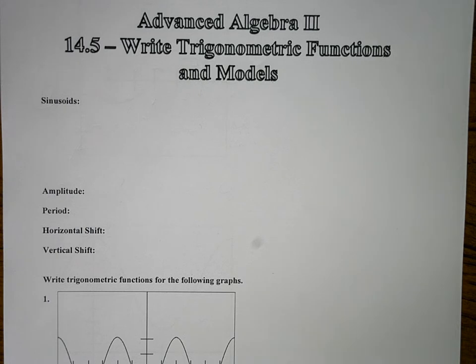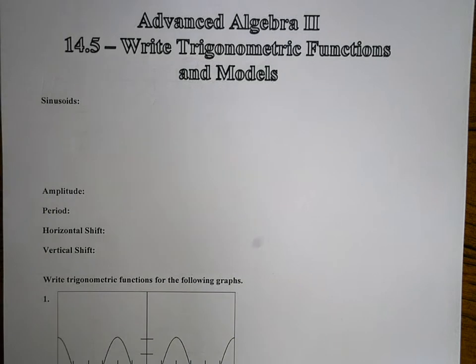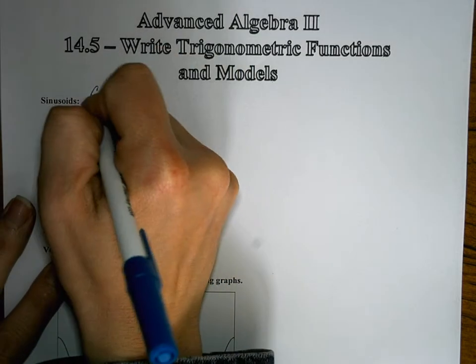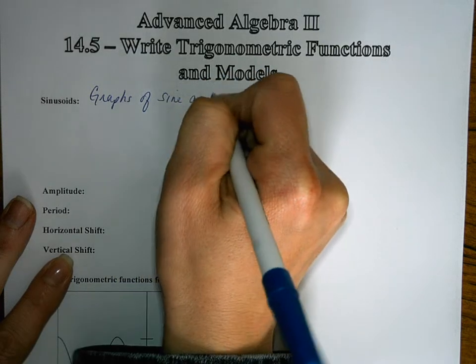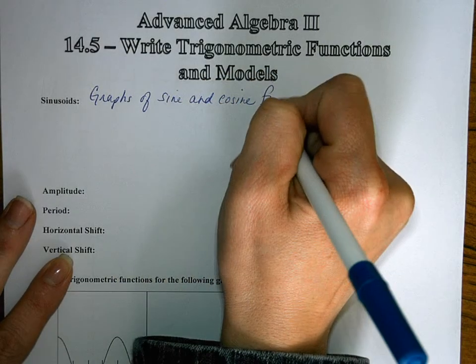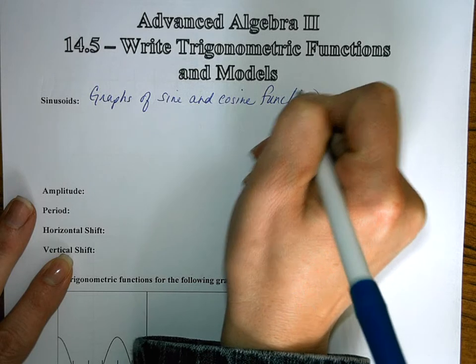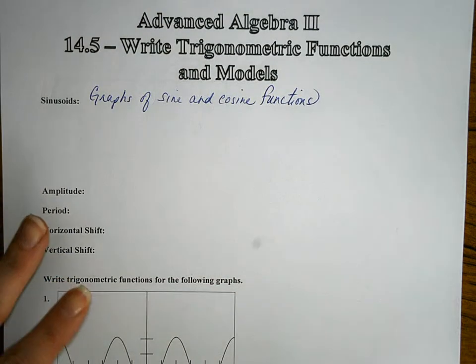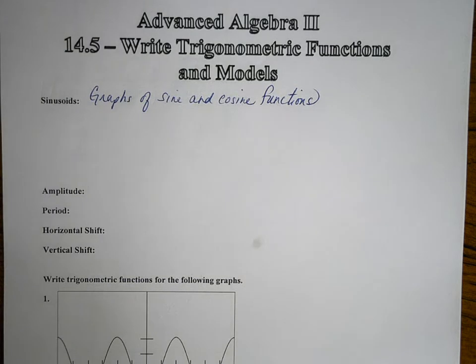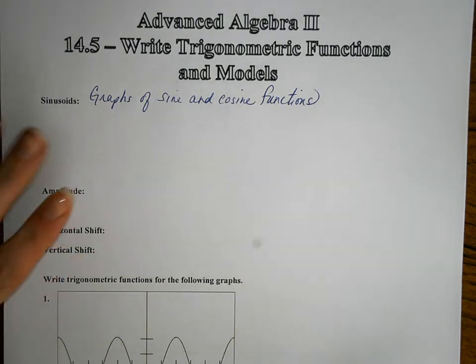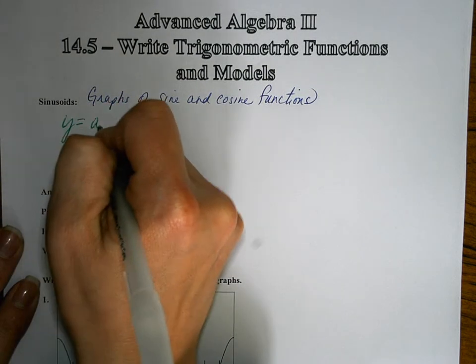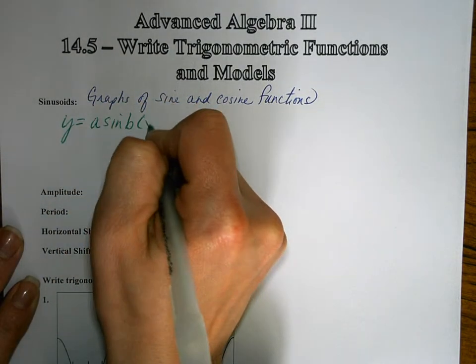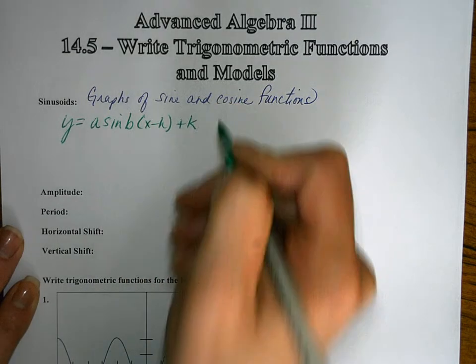So, sinusoids are the graphs of sine and cosine functions. The graphs of sine and cosine functions. Now, we should know at this point, that for a sine curve, that equation looks like y is equal to a sine of b times the quantity of x minus h plus k.